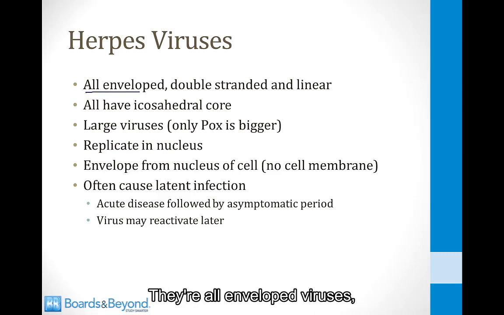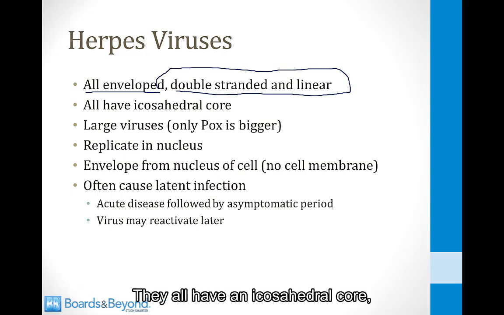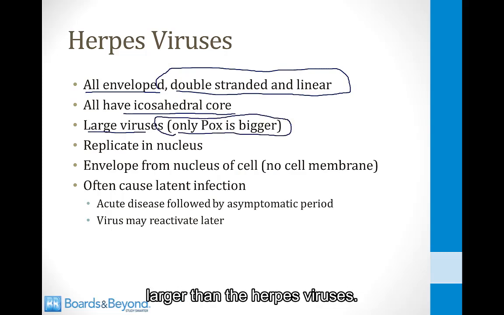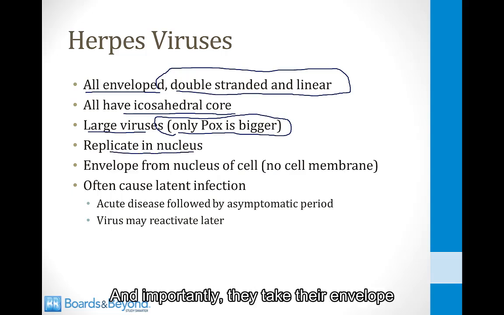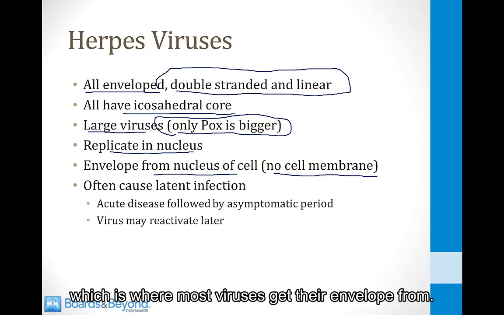They are all enveloped viruses and they all have a double-stranded linear DNA genome. They all have an icosahedral core, and they are very big viruses. Among the DNA viruses, only the pox virus family is larger than the herpes viruses. They replicate in the nucleus, and importantly, they take their envelope from the nuclear membrane of the cell, not from the cell membrane, which is where most viruses get their envelope from.